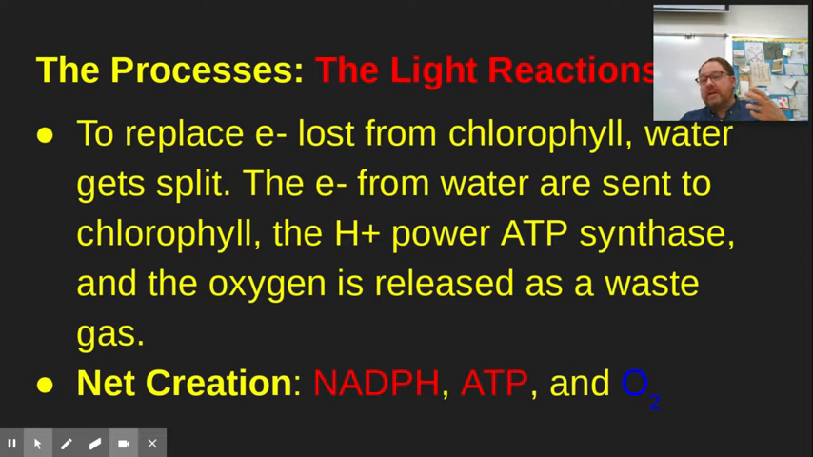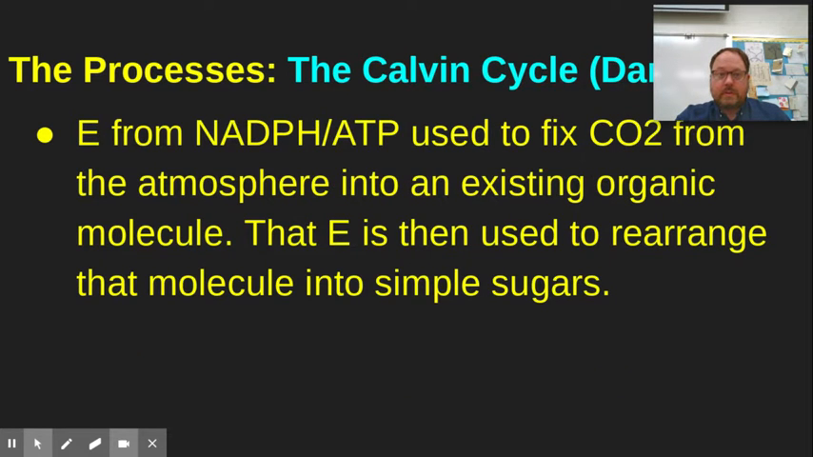So when it's all said and done, the light reactions end up producing NADPH from the electrons stripped away from chlorophyll, ATP from the proton gradient created by the splitting of water, and then oxygen, which is just a waste product of this particular set of reactions. Of course, oxygen is critical to cellular respiration, but oxygen is produced as a waste product in photosynthesis.